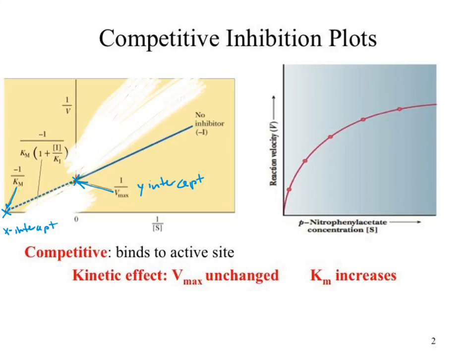So we're trying to see how does the inhibitor affect the reaction? Okay? Is it a competitive inhibition or is it one of these other options? Okay? So if it is a competitive inhibitor, what's going to happen to Vmax and Km?